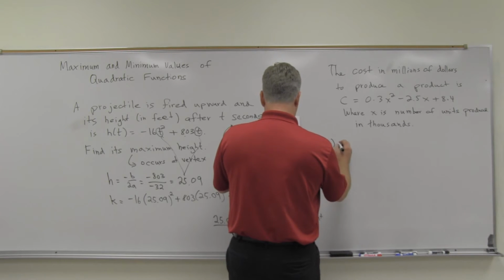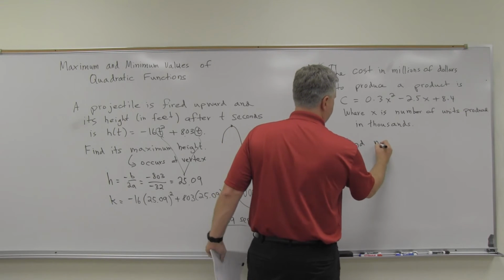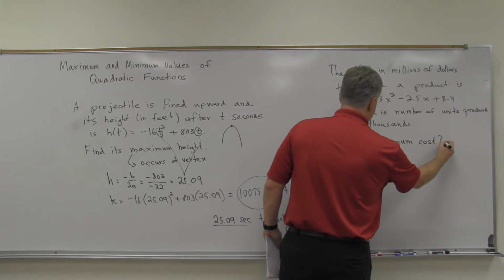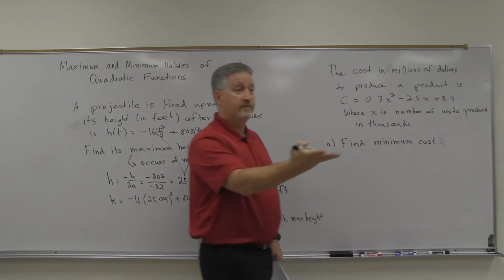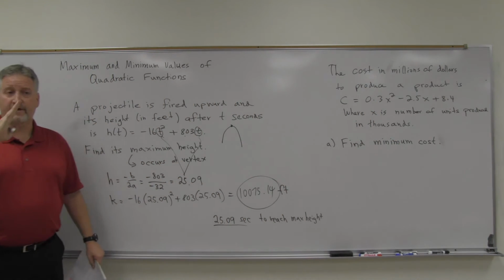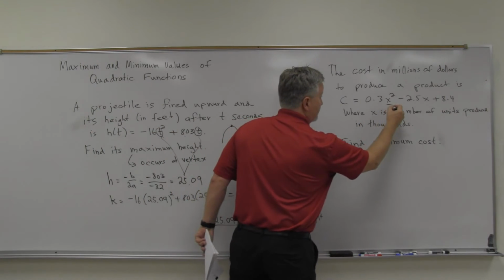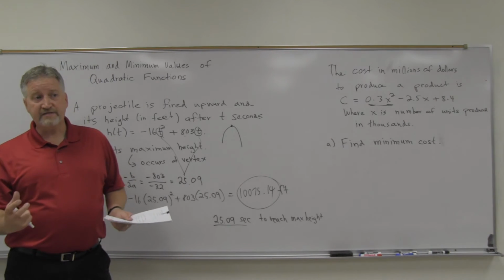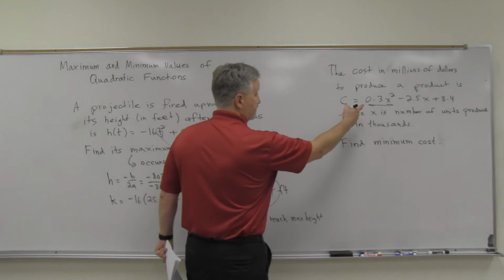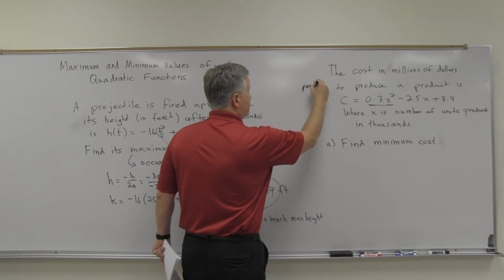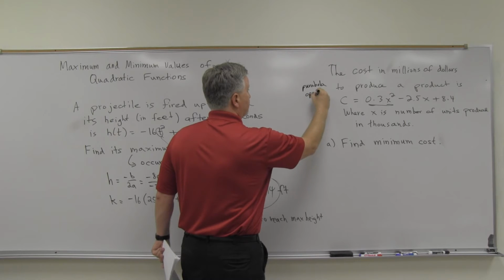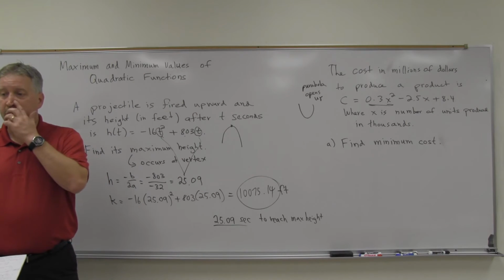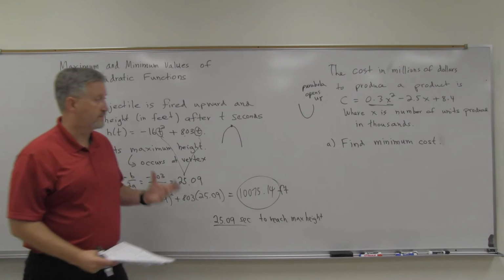All right, so A would be find the minimum cost. It's the minimum because it opens up. Yeah, this is a parabola opening up, isn't it? We've got 0.3x squared, so that tells me it's a parabola, and A is positive. That's telling me this is an opening up parabola, and so this minimum cost is going to occur at the vertex.